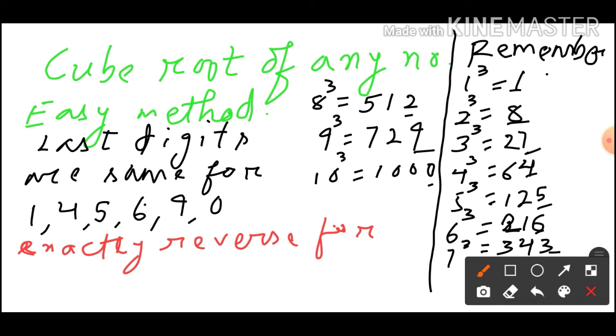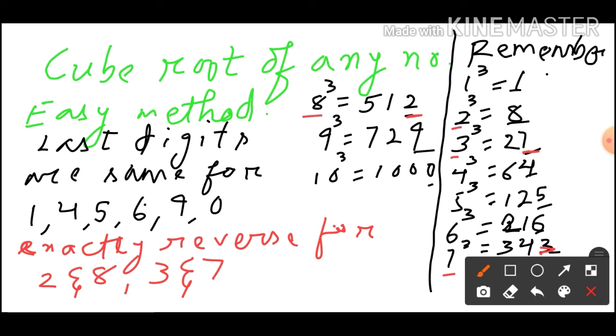And it is exactly reverse for the numbers 2 and 8. See, 2's cube is 8 and 8's cube is 512. So the last digits are exactly reverse for 2 and 8, and also for 3 and 7. For 3 it is 27, last digit 7. For 7's cube it is 343, last digit is 3. So exactly reverse. Now you remember the last digits.